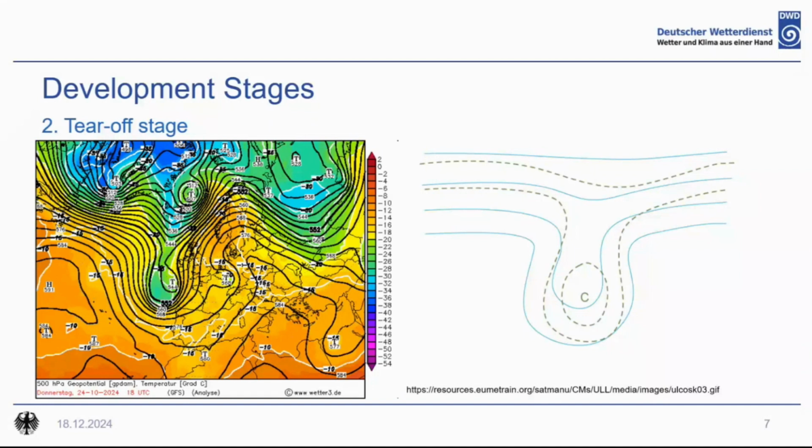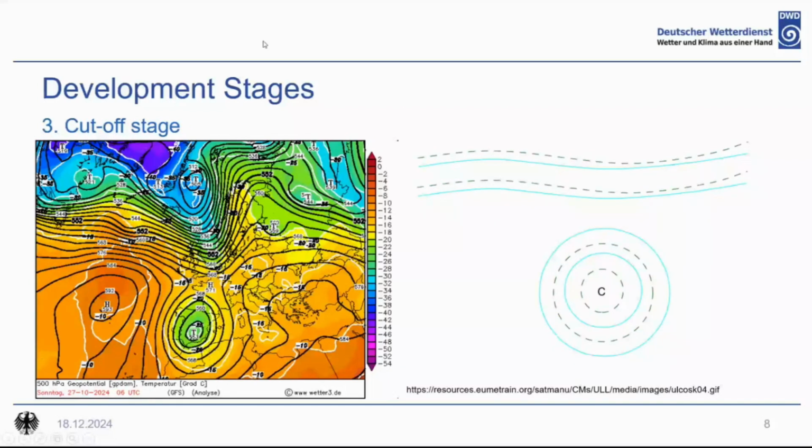As a result of the continued amplification process and the intensifying upper level ridge, the trough, closing in from behind, begins to look like an inverted omega. Bit by bit, the trough starts to separate from the main airstream, and an isolated pool of cold air begins to develop.